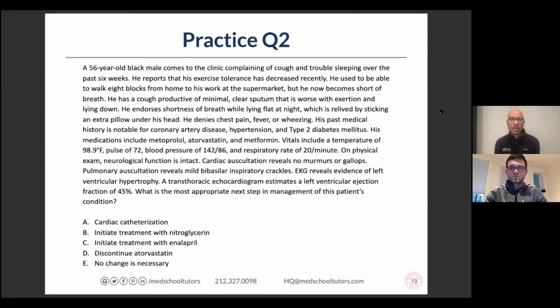It says here that he has a cough productive of minimal clear sputum that is worse with exertion and lying down. So at this point, there are diagnoses going through my mind, and folks in the chat, you can throw out tentative diagnoses, and that's good.